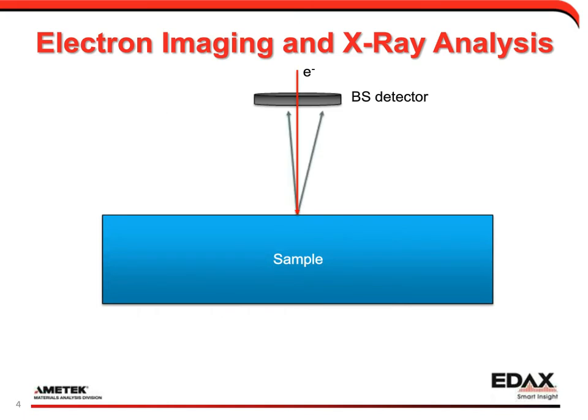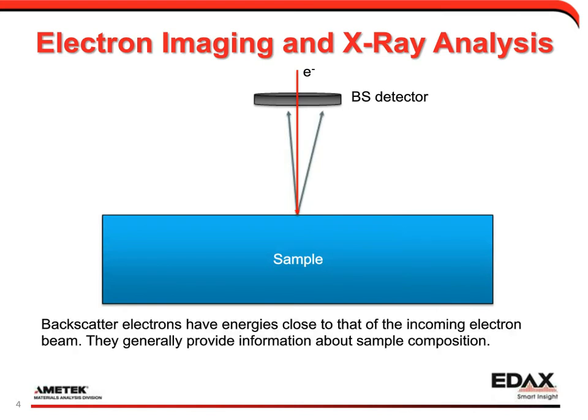The other imaging technique, backscatter electrons. For that, we insert a backscatter detector. It's typically a ring that you insert right below the column or right above the sample, with a hole in the center where the electron beam can pass through.